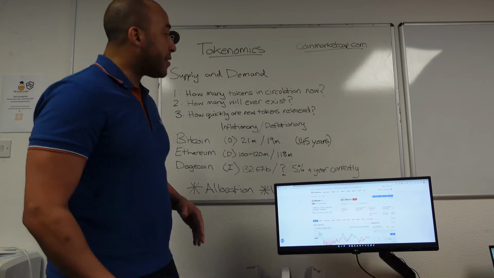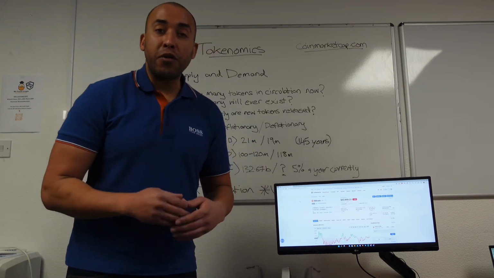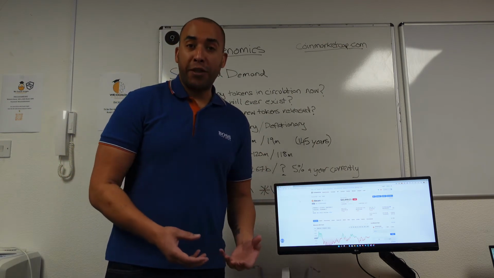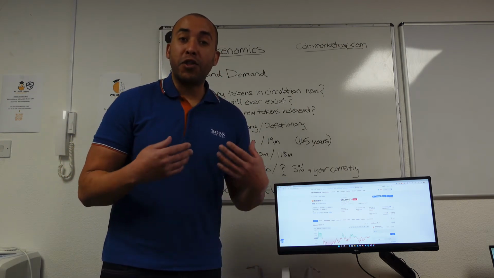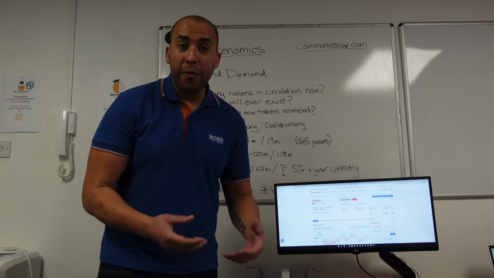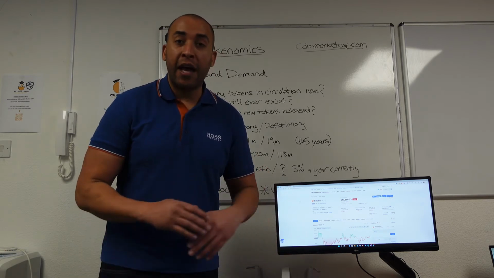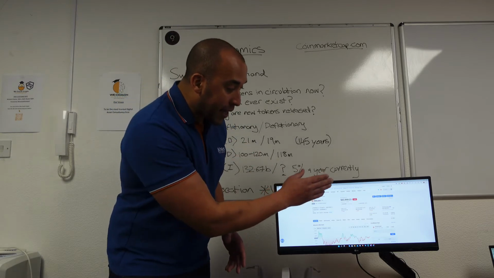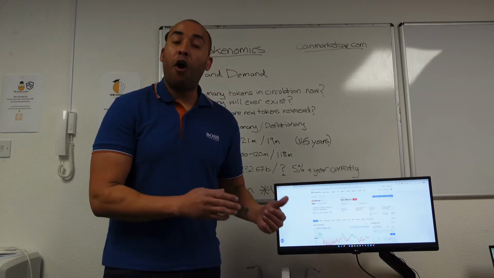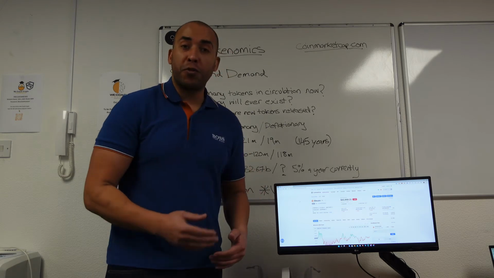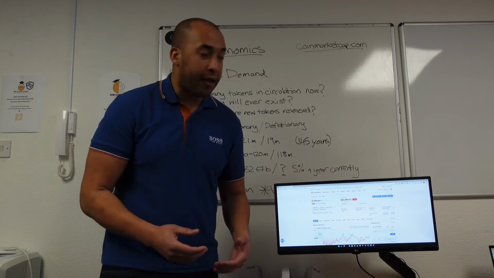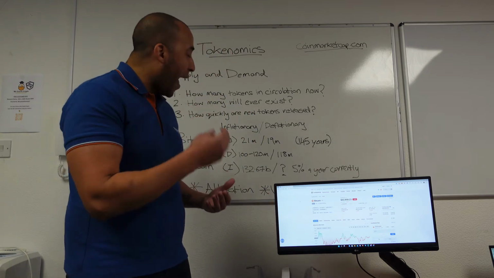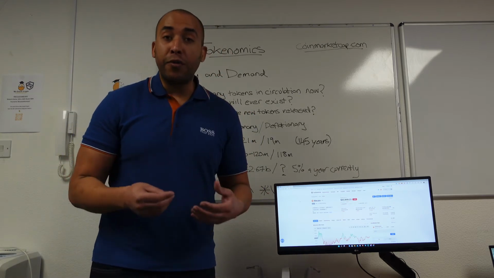The second thing is how many of these tokens will ever exist. So if you have a deflationary model, it means that the supply will be capped, which means there's no more of these that will ever be created than the number that is listed in the total section on CoinMarketCap for the corresponding cryptocurrency. Okay? And the third thing that you want to look at is how quickly are new tokens going to be created.